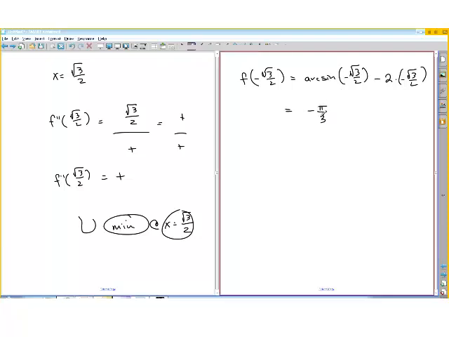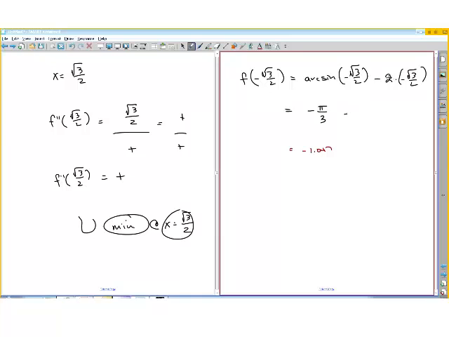negative pi over 3. Okay, you could do this in your calculator if you just do the arc sine of negative the square root. So let's do our calculator too. You do the inverse sine of negative square root of 3 divided by 2, and I get negative 1.047. So this is the calculator version, negative 1.047, which if you take pi and divide by 3, you get 1.047. So these are the same thing.